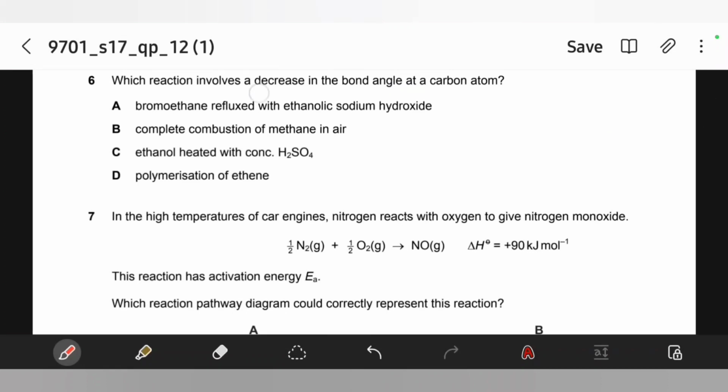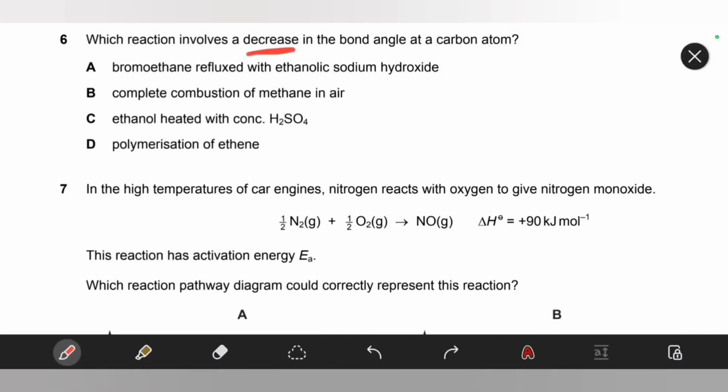Which reaction involves a decrease in the bond angle at a carbon atom? A: haloalkane heated with ethanolic sodium hydroxide. So this A is the elimination reaction where haloalkane is changed to alkene. So there is an increase in bond angle from 109 degrees to 120 degrees, since in haloalkane, a carbon is tetrahedrally bonded to 4 atoms of hydrogen or a halogen, and in ethene, it is in a trigonal manner.